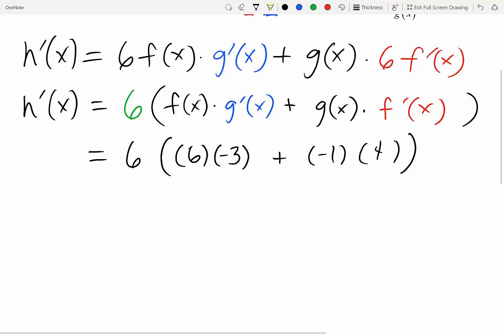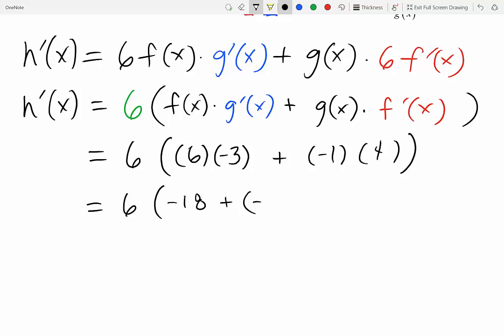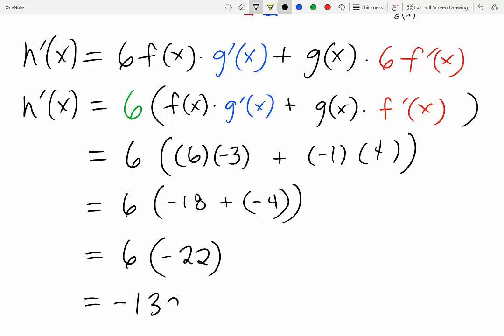Now watch how the calculation actually is easier now if you treat this as two separate problems. 6 times negative 3 is negative 18, plus negative 1 times 4 is a negative 4. So now we have 6 times the quantity negative 22, which still gives us the answer of negative 132. In my opinion, this makes the problem so much easier because now this 6 isn't used until the very last step when you're multiplying, really the product rule in the parentheses.